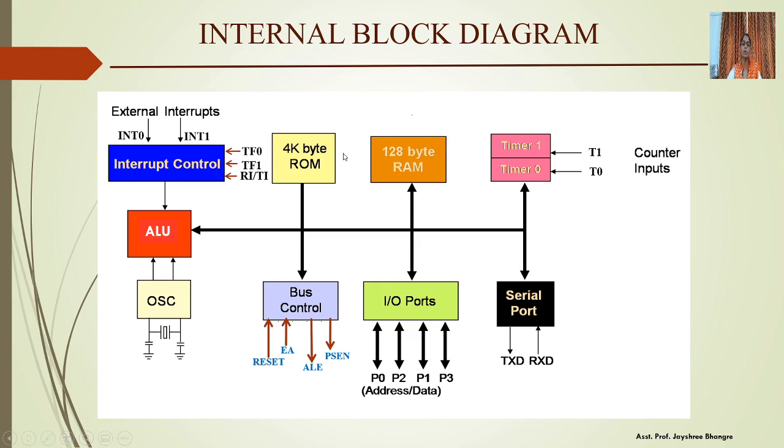8051 has 4 kilobytes of on-chip ROM and it is expandable up to 64 kilobytes. It has 128 bytes of on-chip RAM and it is also expandable up to 64 kilobytes. Then 8051 has two 16-bit timers, timer 1 and timer 0.